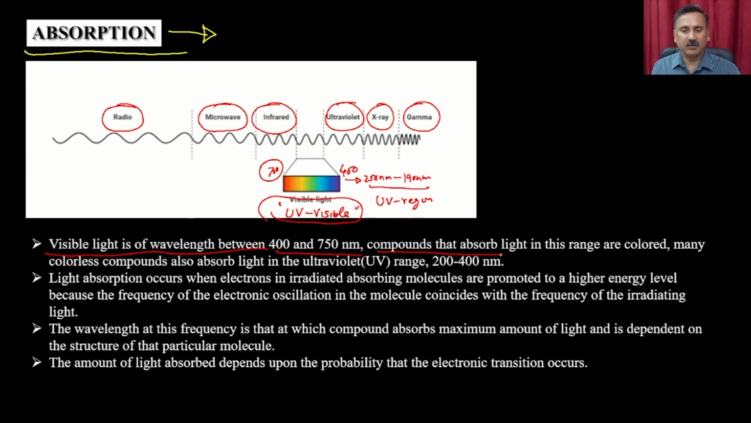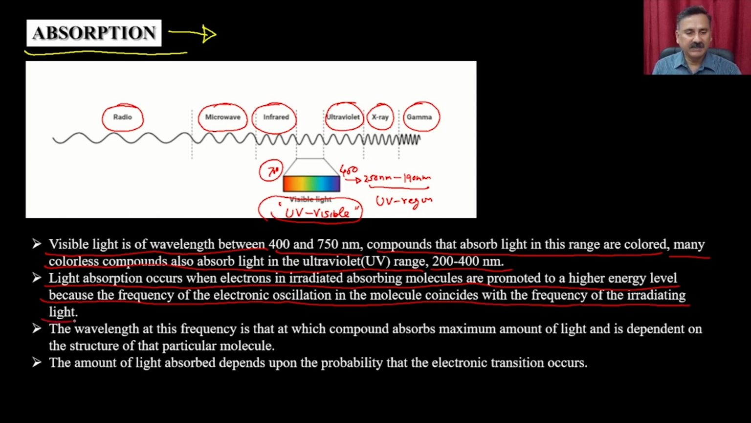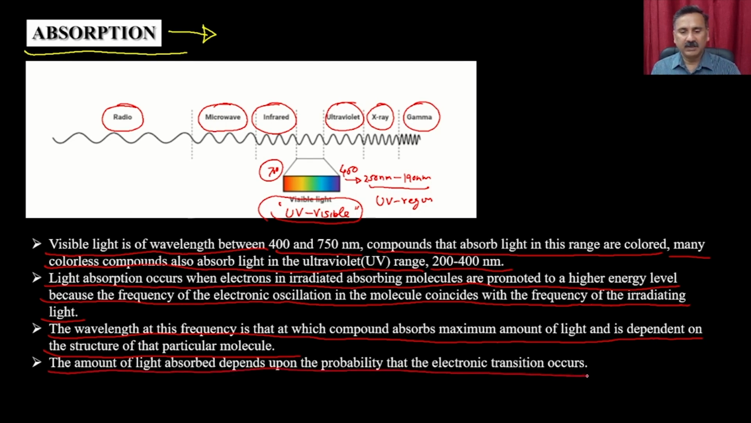Compounds that absorb light in this range are colored. Many colorless compounds also absorb light in the UV range, that is from 200 to 400 nanometers. Light absorption occurs when the electrons in irradiated absorbing molecules are promoted to a higher energy level, because the frequency of the electronic oscillation in the molecule coincides with the frequency of the irradiating light. The wavelength at which a compound absorbs the maximum amount of light depends on the structure of that particular molecule. The amount of light absorbed depends on the probability that the electronic collision occurs.